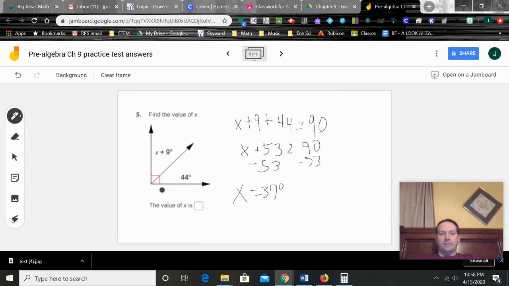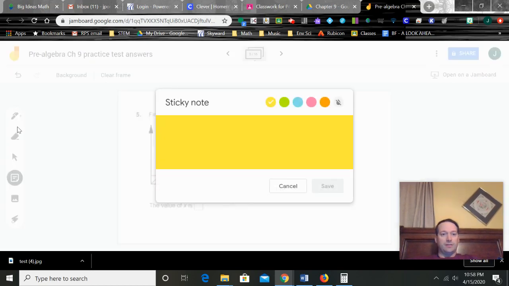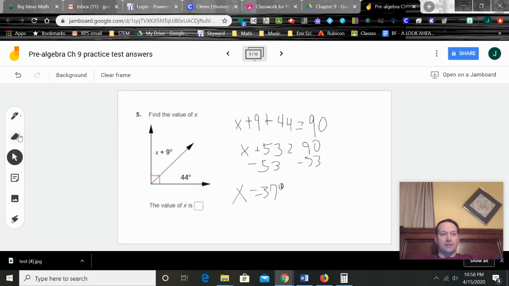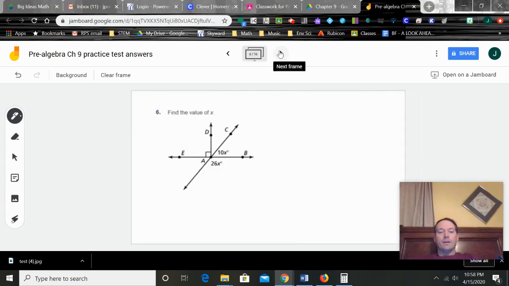This one I just wrote out. I think this one was relatively simple. Obviously, that little mark means it's 90 degrees, so these two add up to 90. Find the whole thing, comes out to be 37. Oops, I made a mistake. That degree mark is not supposed to be there, because X is not a degree mark. Okay, let's go on to the next one.